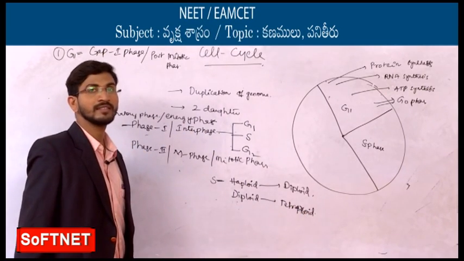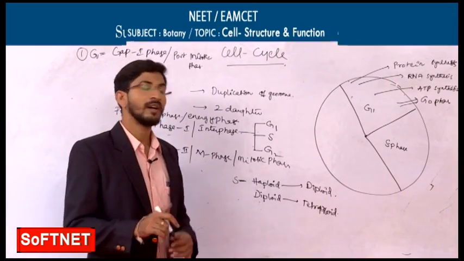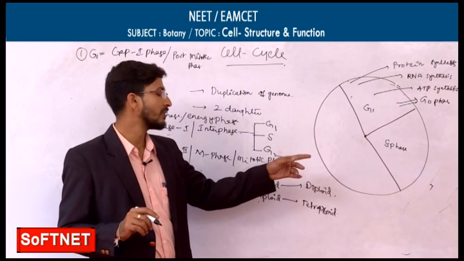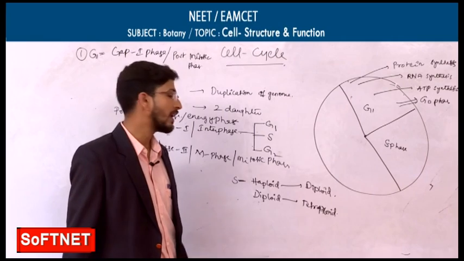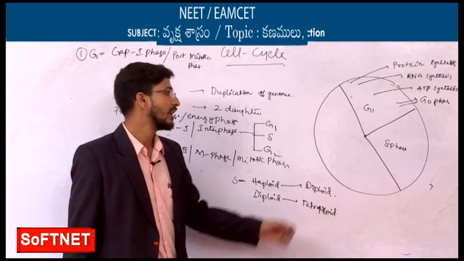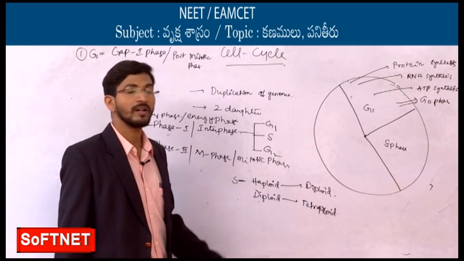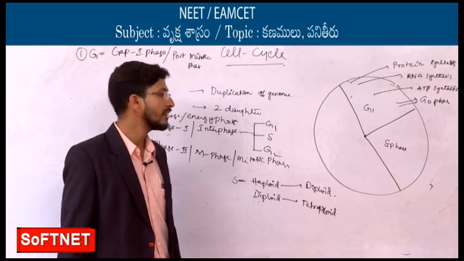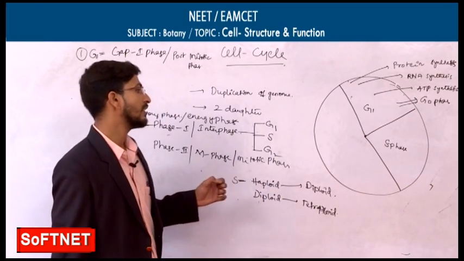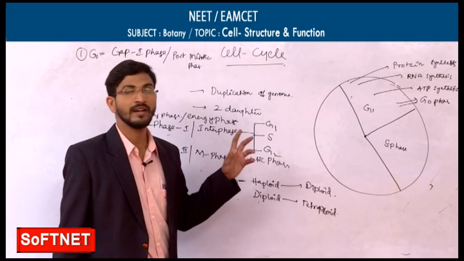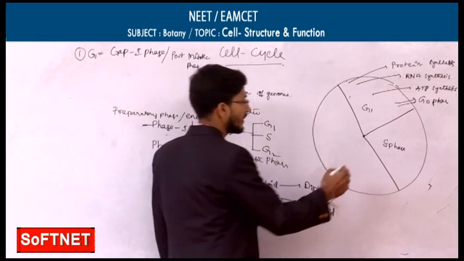Actual DNA synthesis takes place in the S phase. If a haploid cell enters into G1 phase and S phase, the haploid state is converted to diploid. If a diploid cell enters into this S phase, it is converted to tetraploid. Why? Because the DNA gets duplicated in the S phase. Next, if the DNA synthesis or DNA duplication is completed, then the cell enters into another phase known as the G2 phase.